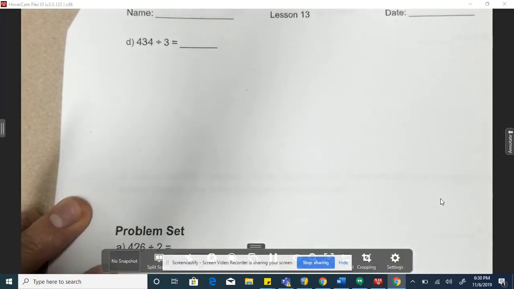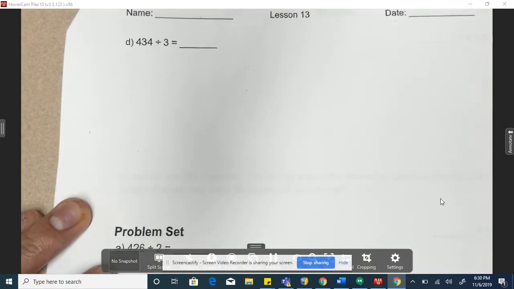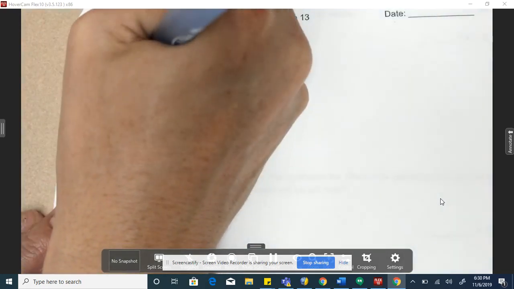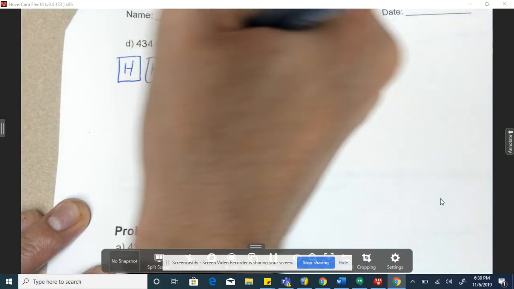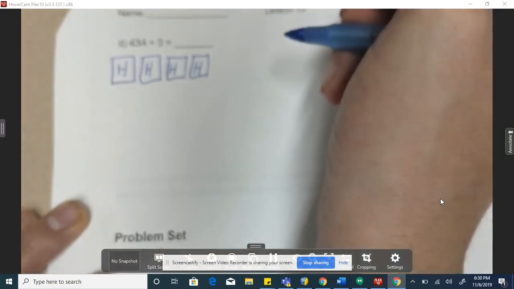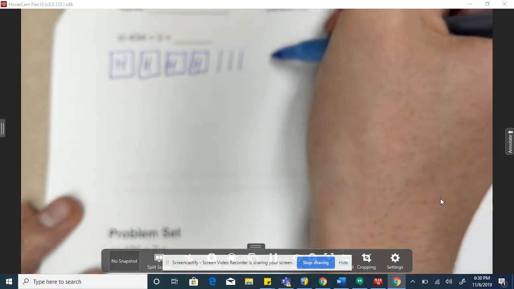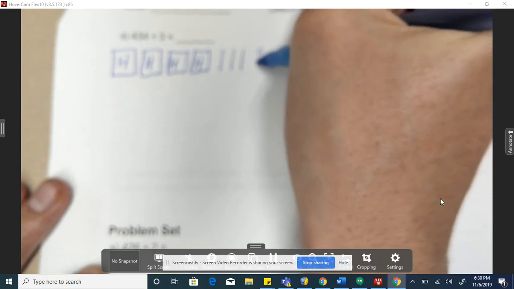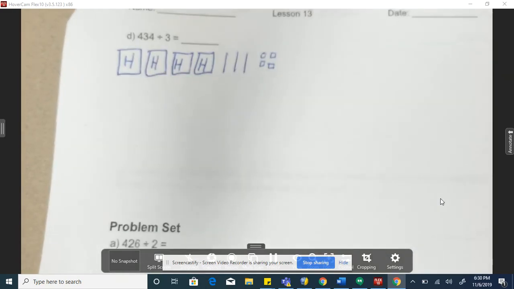Number 4. We have 434 divided by 3. We're going to start by representing 434 using base 10 blocks. I'm going to write 4 hundreds, 3 tens, 4 ones. And it'll get unblurry in just a second. Here we go. So I'm now distributing this between 3 groups. So I'm going to be drawing 3 groups down here.